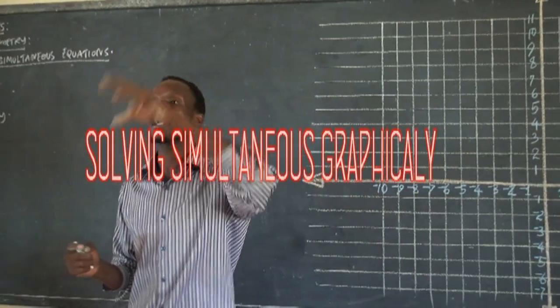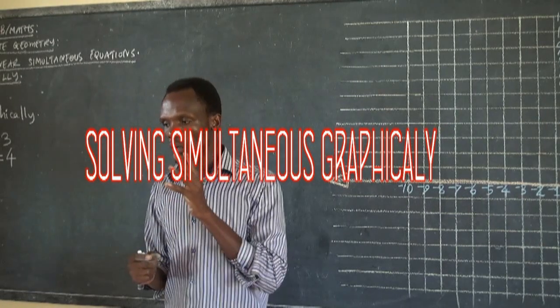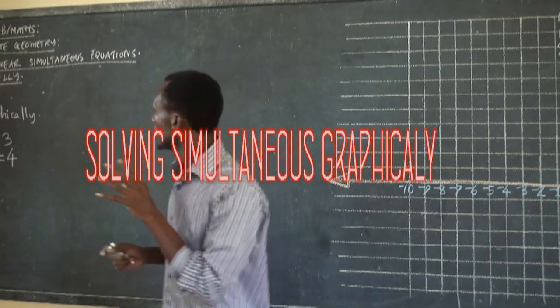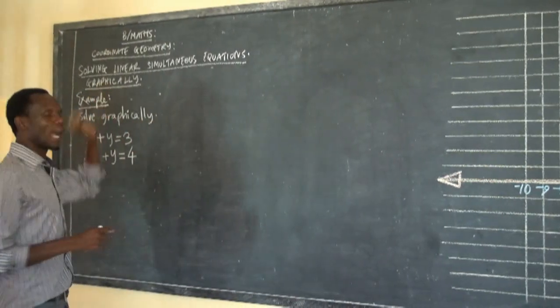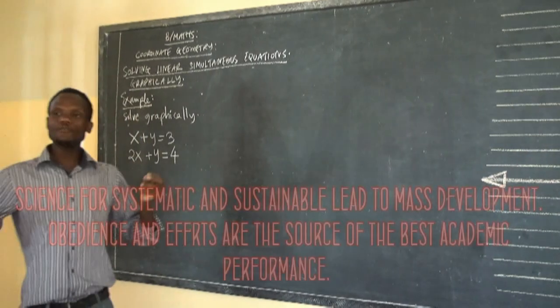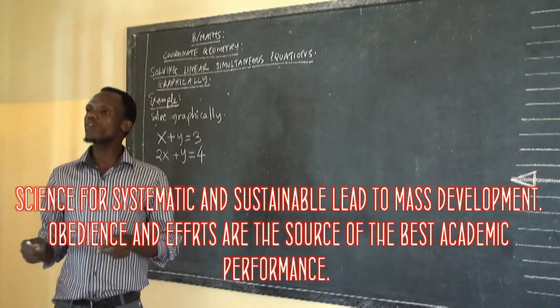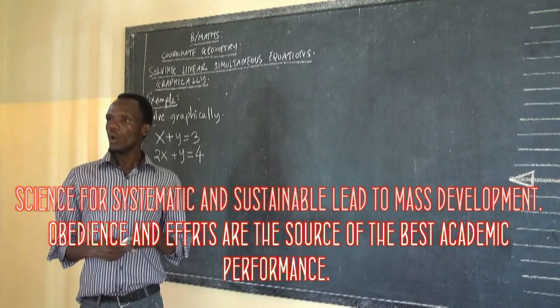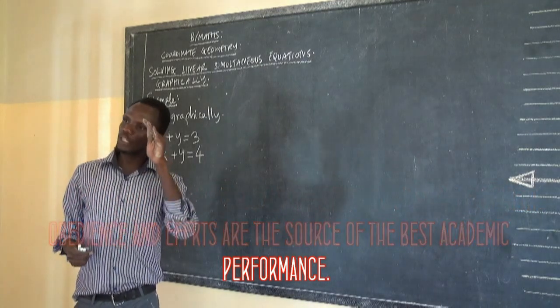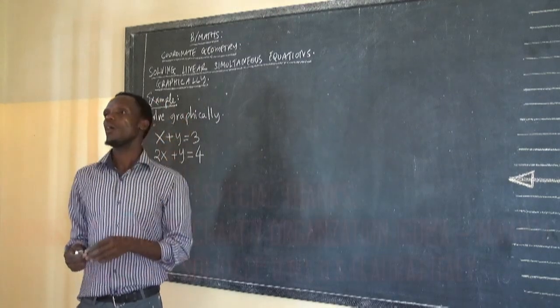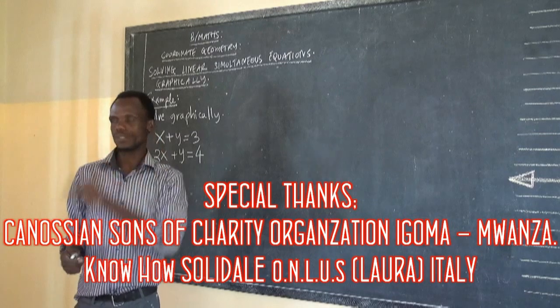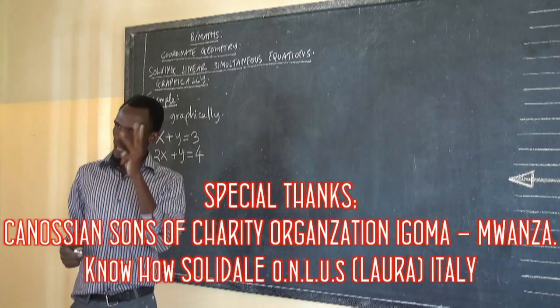An equation in a graph. Now, we have something: solving linear simultaneous equations graphically. It means you definitely use the graph to solve simultaneous equations. When we were talking about algebraic equations, especially algebraic equations with two unknowns, we said we have three methods.